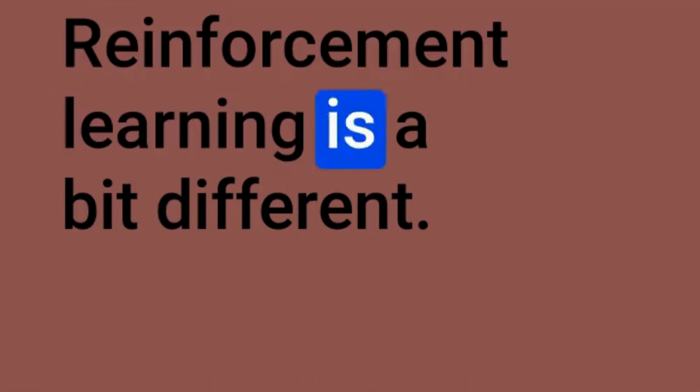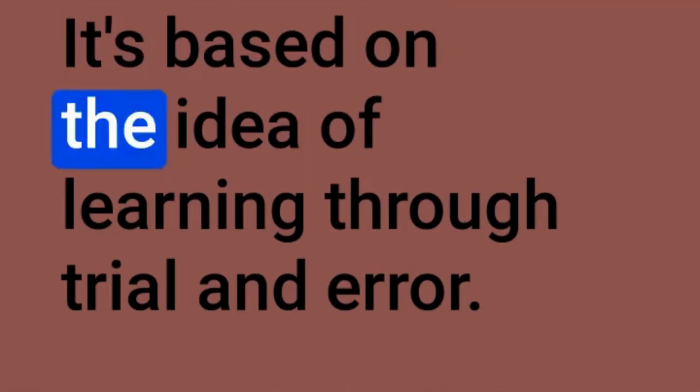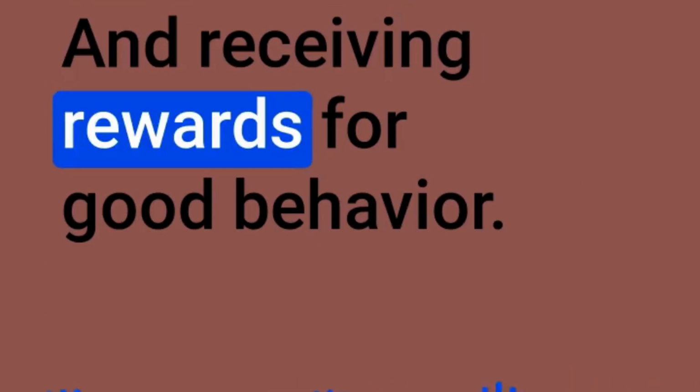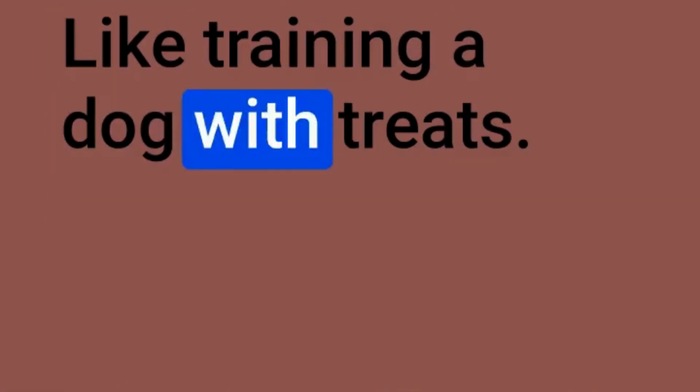Okay, so we've got supervised learning, where the computer learns from labeled examples, and unsupervised learning, where it discovers patterns on its own. What about reinforcement learning? What's that all about? Reinforcement learning is a bit different. It's based on the idea of learning through trial and error, and receiving rewards for good behavior. Like training a dog with treats.